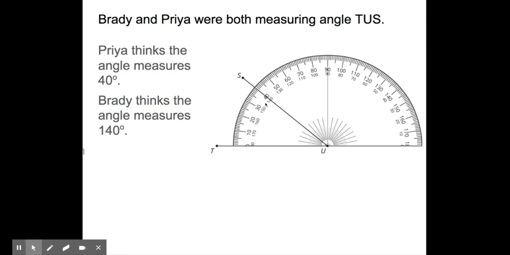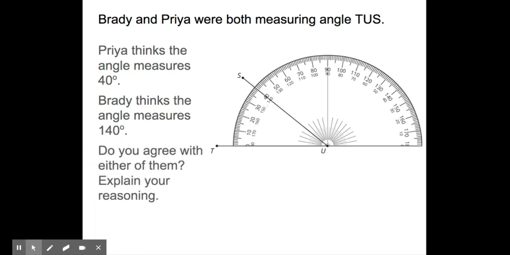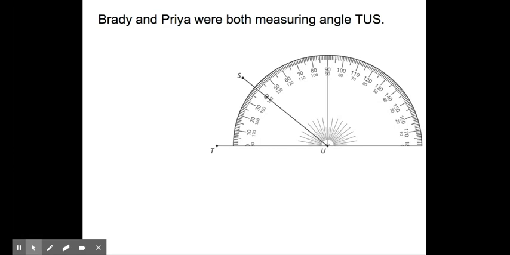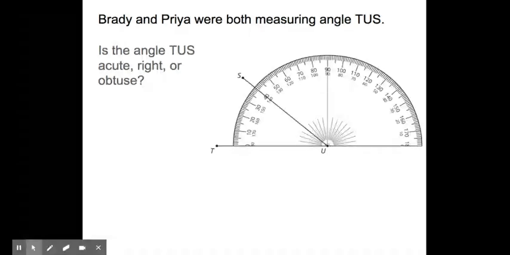Well, if we were in class, I would say, well, who would you agree with? And explain your reasoning. But I'm just going to kind of explain it to you. So the way to think about it is, first we have to look at the angle itself. When we look at that angle, TUS, is that angle acute, right, or obtuse? Acute means that that angle is less than 90 degrees. Or we always think a small angle. Right means it's exactly 90 degrees. And obtuse means it is greater than 90 degrees, but less than 180.